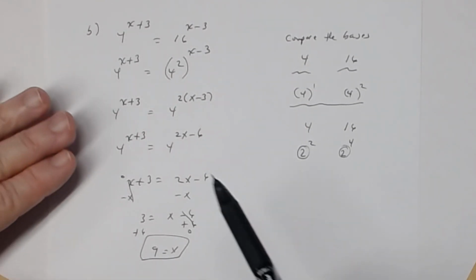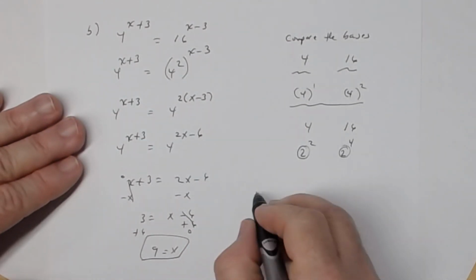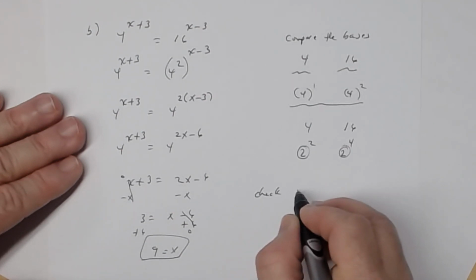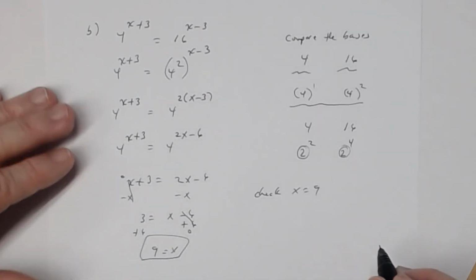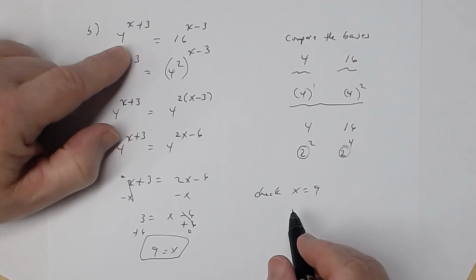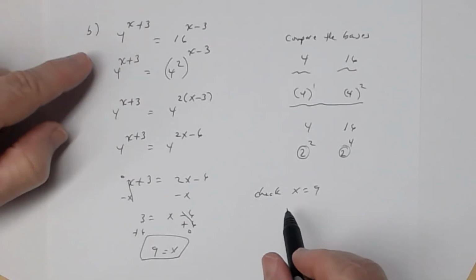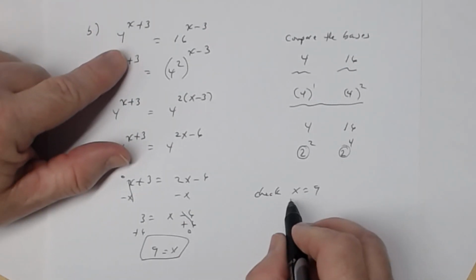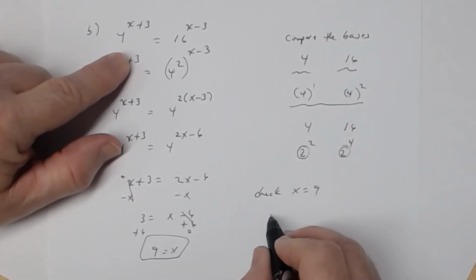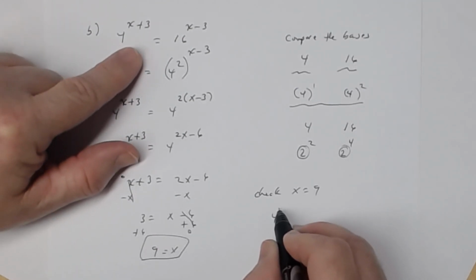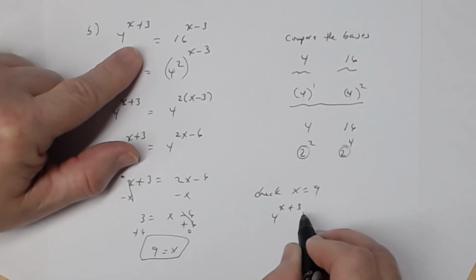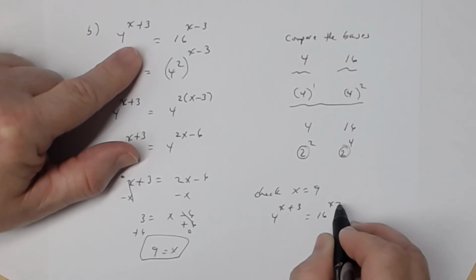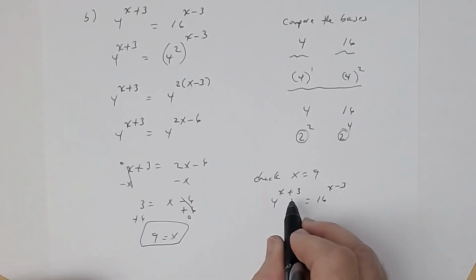And just like in the previous problem, you can check this, and let's go ahead and do that just to show you how to do that again. So we're going to check x equals 9. I'm not going to do it for the remaining problems. I'll just do it for A and B. But if you check your solution, remember, always go back to the original problem. So here's my original problem. And in place of x, I'll substitute 9.